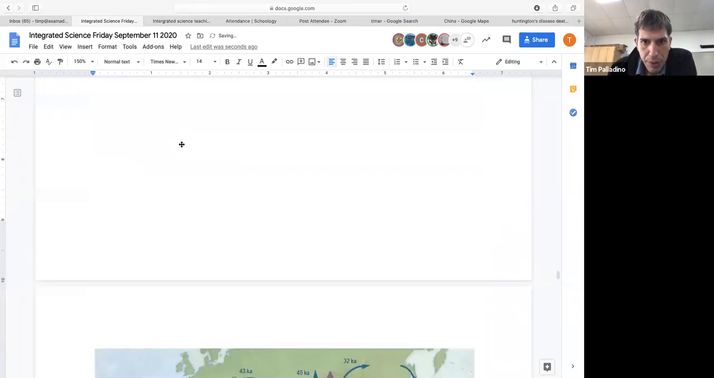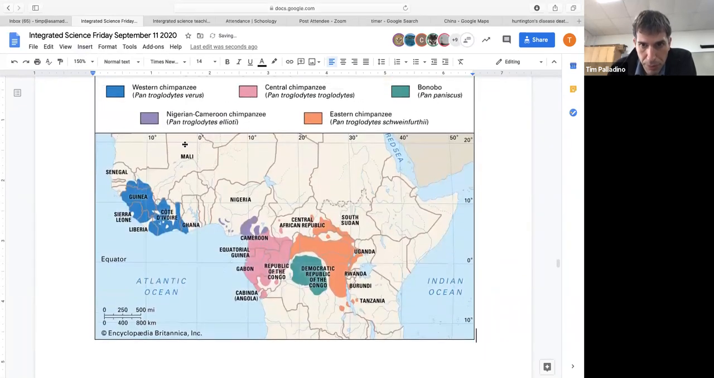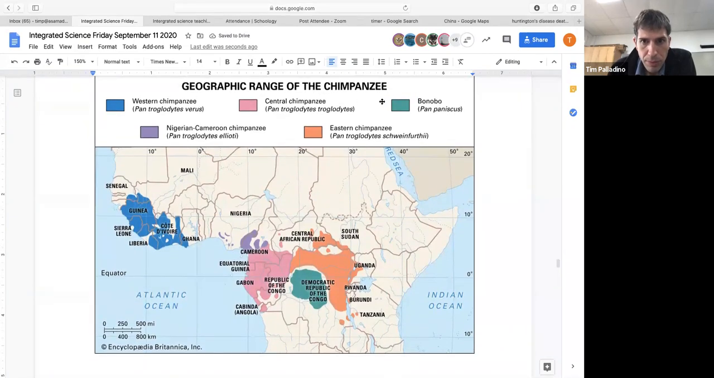But first, let me pull up the right one. This teal color is where you can find bonobos now. And the other colors are what we call the Pan troglodytes species. The part I really want to focus on is that a separate species was created over time because they were geographically separated from all the other chimpanzees.